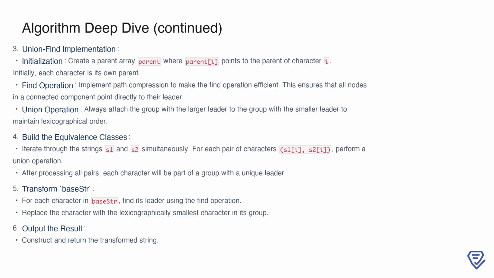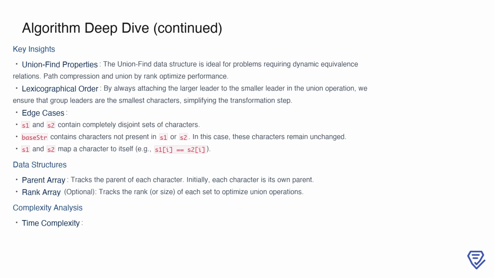The result is the transformed string, which we then output. There are several key insights that make this approach efficient and robust. First, union find is particularly well suited for problems involving dynamic equivalence relations. The use of path compression and union by rank ensures that operations are nearly constant time. By attaching larger leaders to smaller leaders during union operations, we guarantee that the group leader is always the smallest character, which simplifies the transformation process.